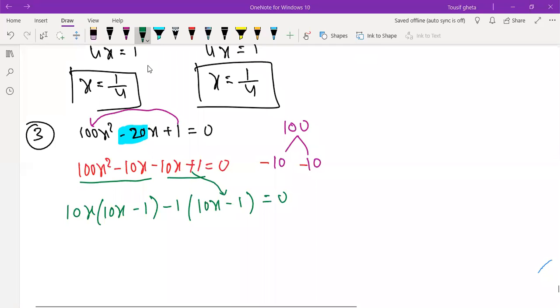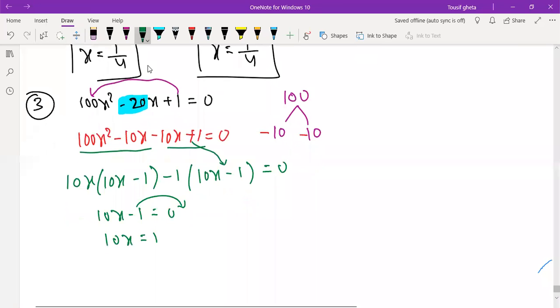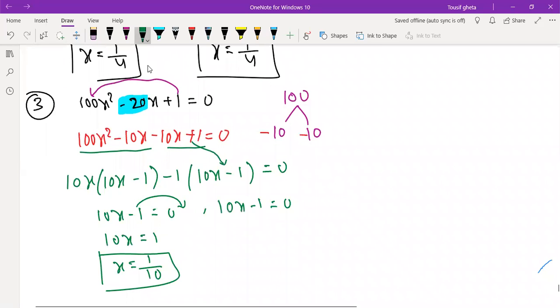So the answer is 10x minus 1 equals 0. 10x equals 1. We will get the answer here: x equals 1 by 10. 10x minus 1 equals 0, 10x equals 1, x equals 1 by 10. Finish. So simple, yeah? Yes, okay.